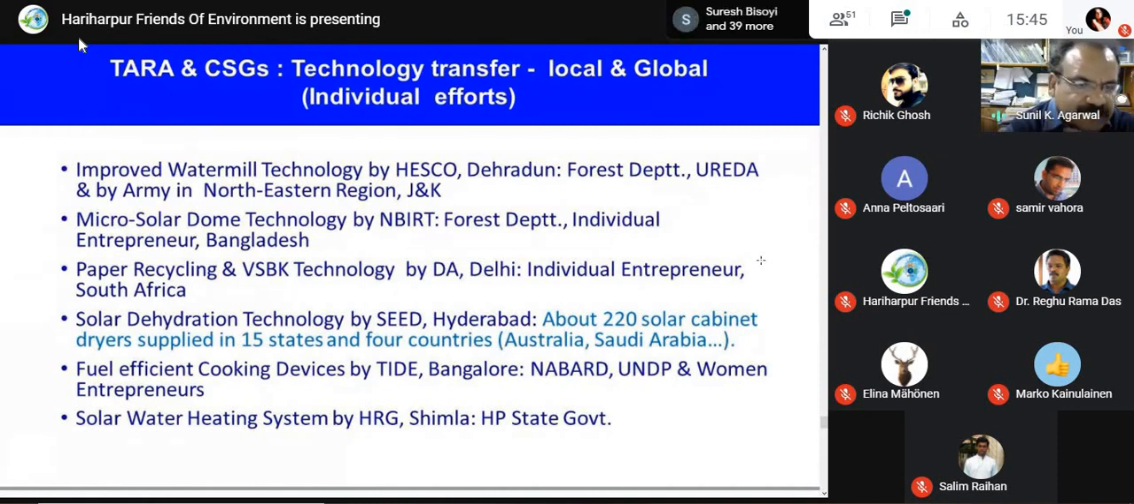And the solar water heating system by Himalayan Research Group Shimla, of course, got recognition through a State Innovation Award, and it is also picking up, and state agencies and other agencies are coming forward to support such affordable devices which can be maintained locally and can be fabricated by local artisans. Next slide, please.